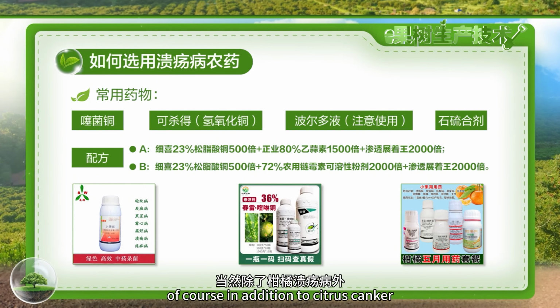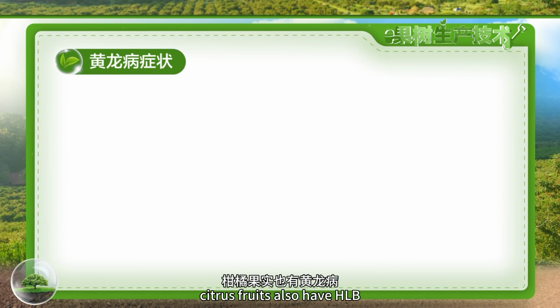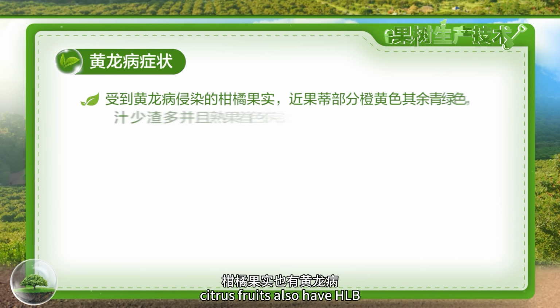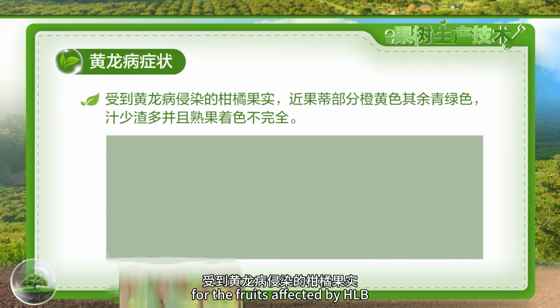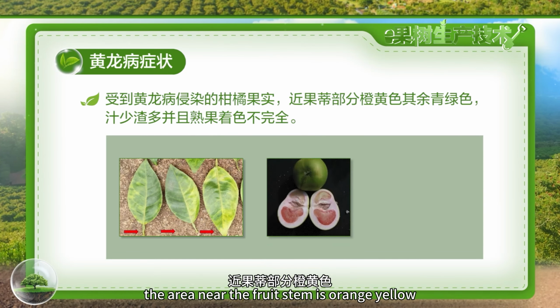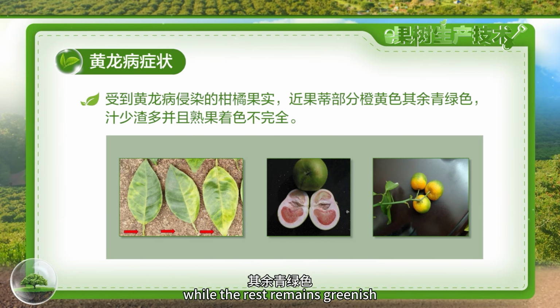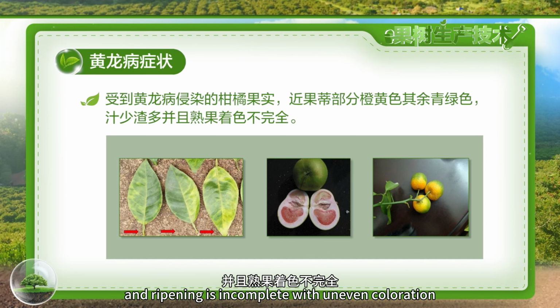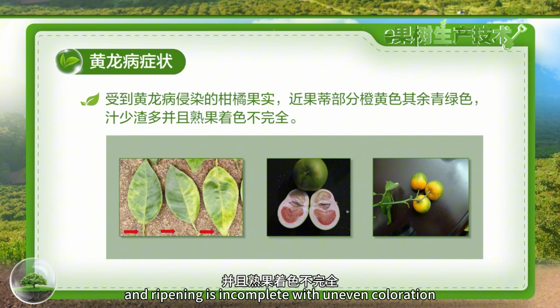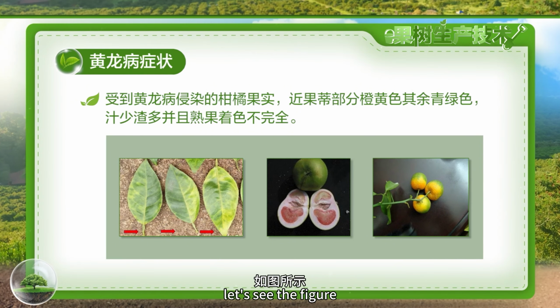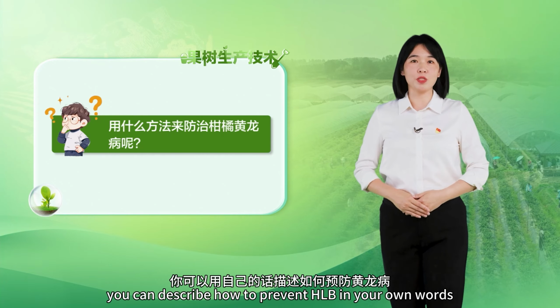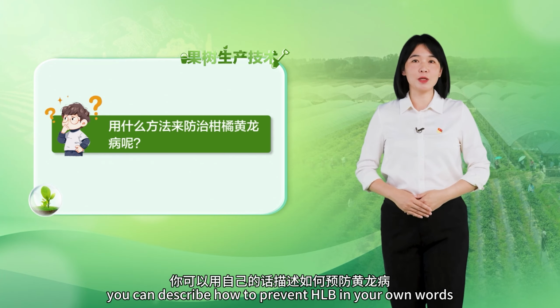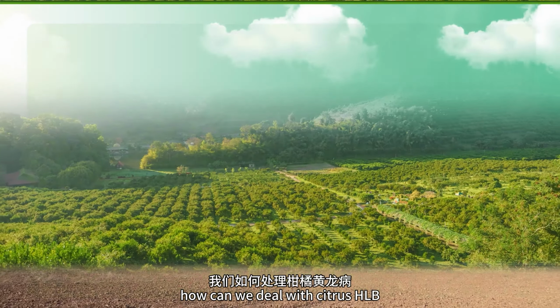Of course, in addition to citrus canker, citrus fruits also have HLB. For the fruits affected by HLB, the area near the fruit stem is orange-yellow, while the rest remains greenish. The fruit has little juice, more pulp, and ripening is incomplete with uneven coloration. Let's see the figure. You can describe how to prevent HLB in your own words. How can we deal with citrus HLB?